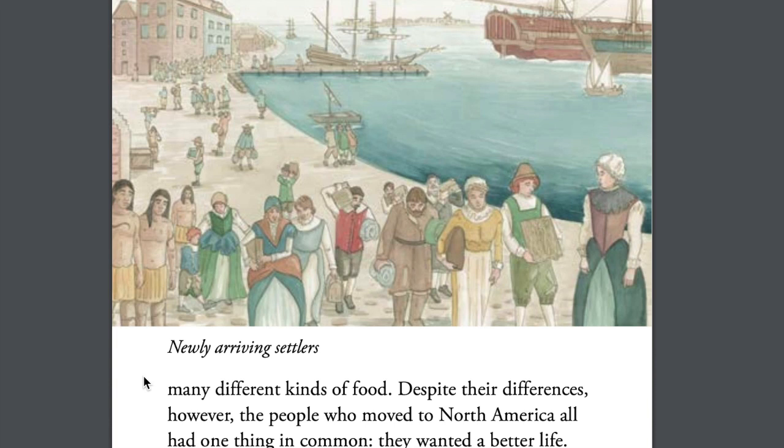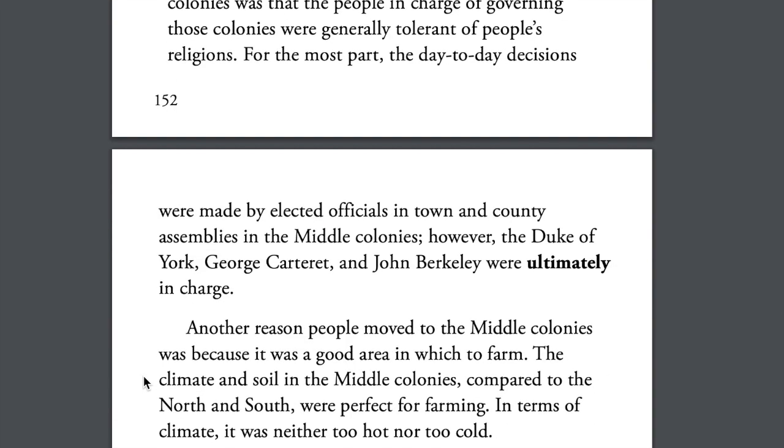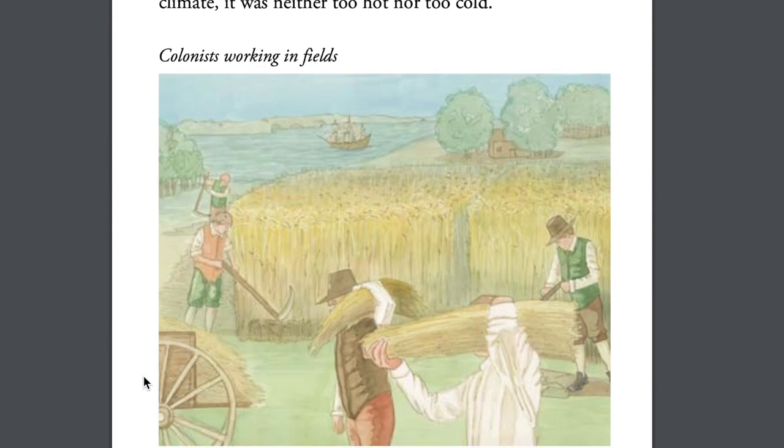For the most part, elected officials in town and county assemblies in the Middle Colonies made the day-to-day decisions. However, the Duke of York, George Carteret, and John Berkeley were ultimately in charge. Another reason people moved to the Middle Colonies was because it was a good area in which to farm. The climate and soil in the Middle Colonies, compared to the North and South, were perfect for farming.